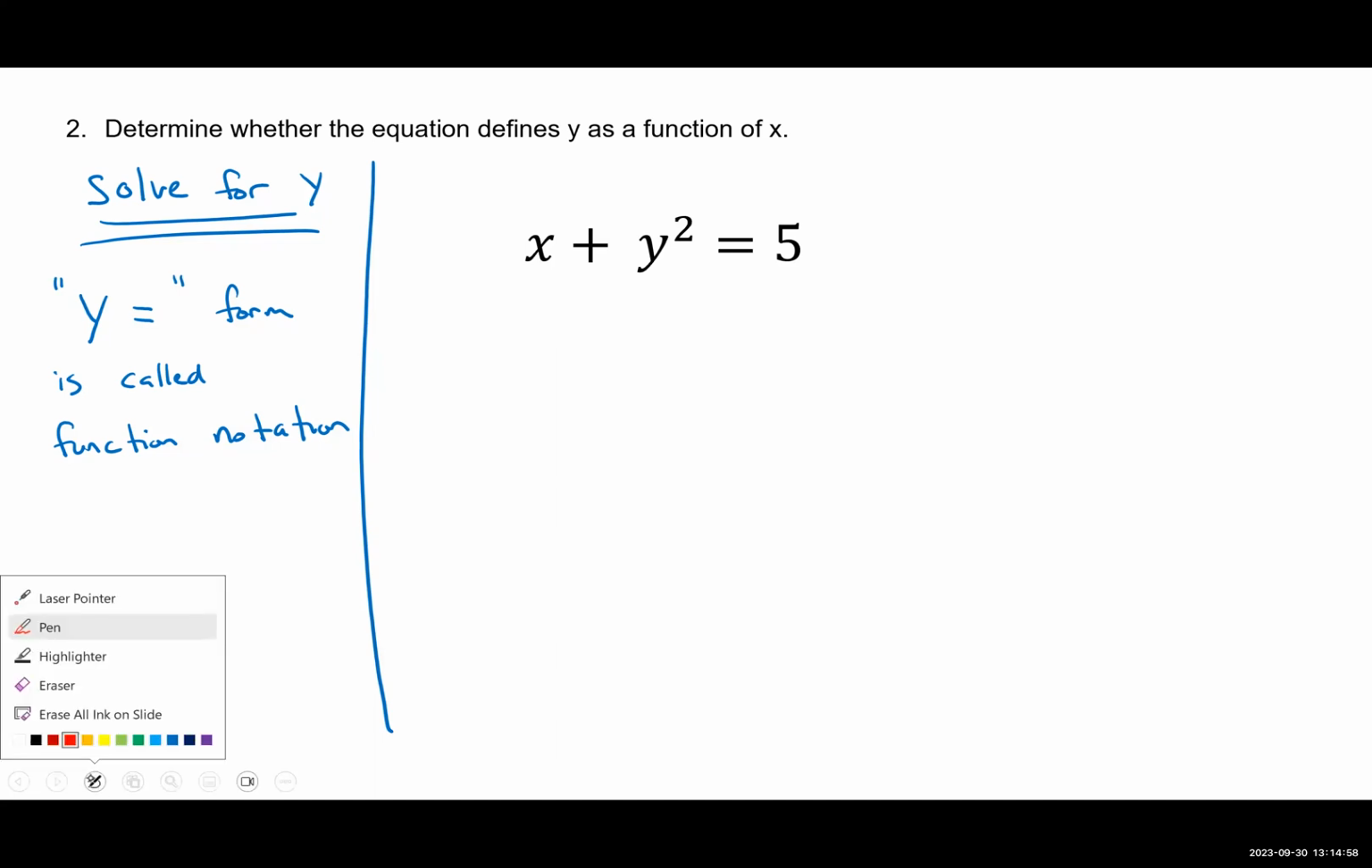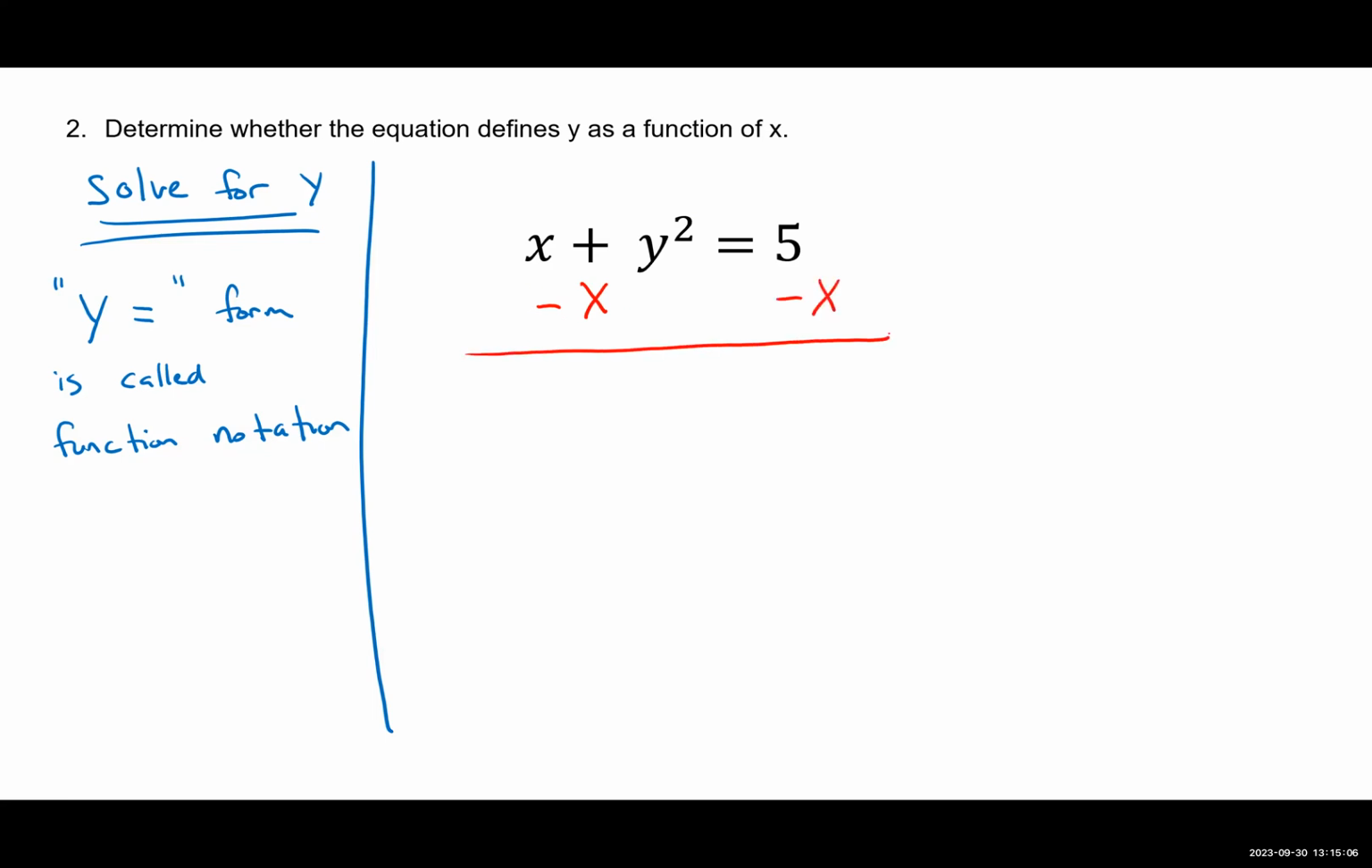So we need to get y by itself. Let's get rid of that x. We have a positive x on the left, so we'll subtract x. So those x's cancel. In essence, we're moving the x from the left side over to the right side. So now we've got y squared is equal to 5 minus x. We want y by itself, not y squared. We want just y equals. So to get rid of the square, we have to square root both sides of this equation.